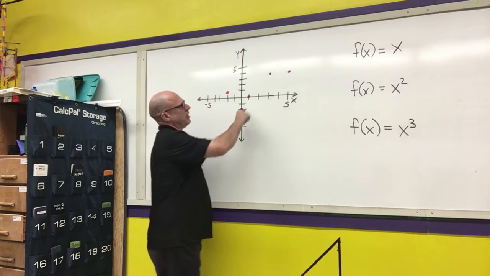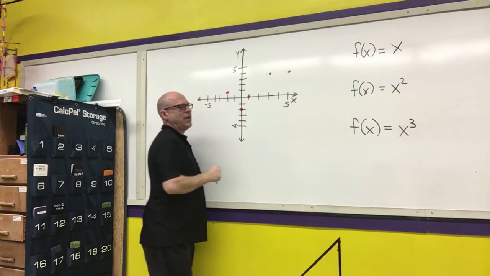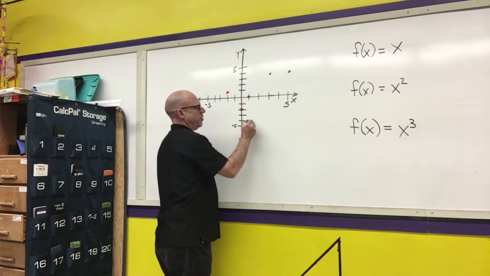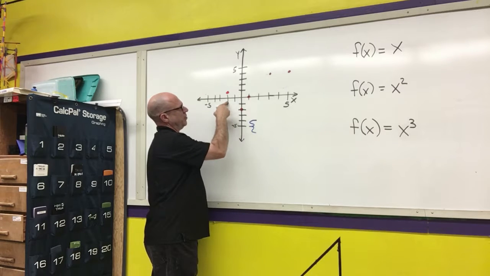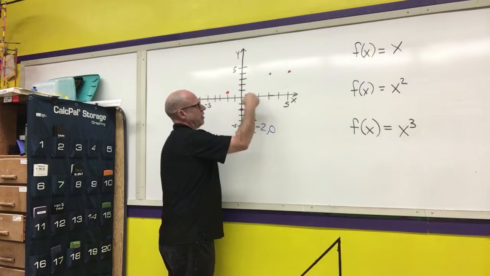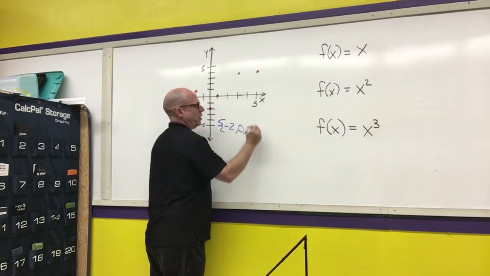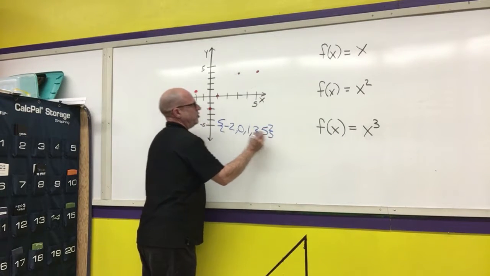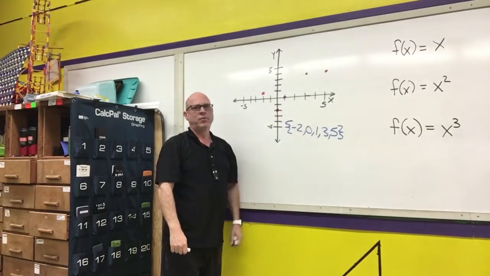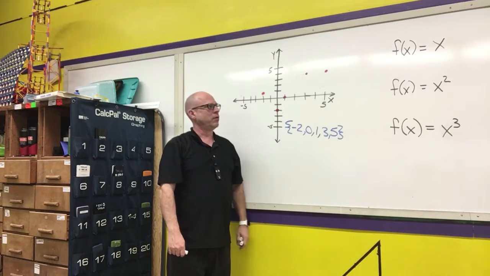Well, if the domain is given by a graph, and the graph is only discrete points, the domain of the function will only be the x-coordinates of those discrete points. For example, this has an x-coordinate of -2, 0, 1, 3, and 5. So the domain for this discrete function that's represented by a series of points plotted on a coordinate plane are just the x-coordinates for those points.